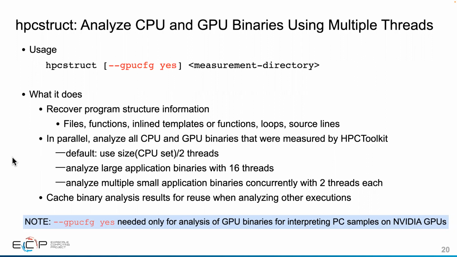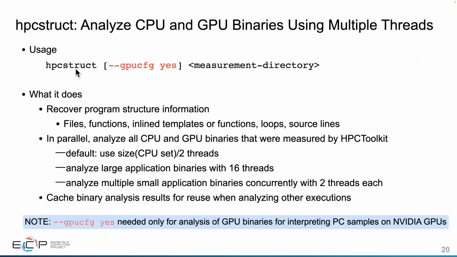By default, we use half of the threads that are in your CPU set. So if you're running on a whole node that has, say, 48 cores and 2 hyperthreads each, then we're going to use 48 threads to try and analyze everything at once. For large application binaries at present, we're analyzing them with 16 threads.